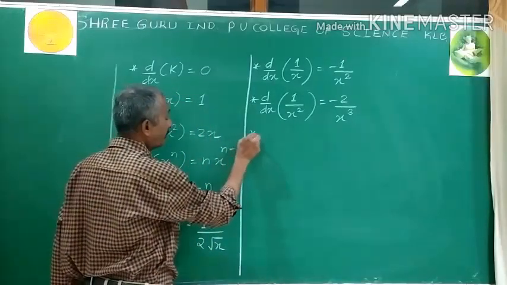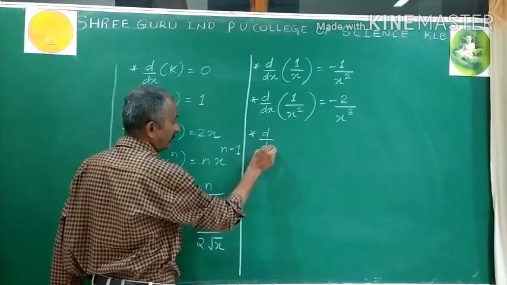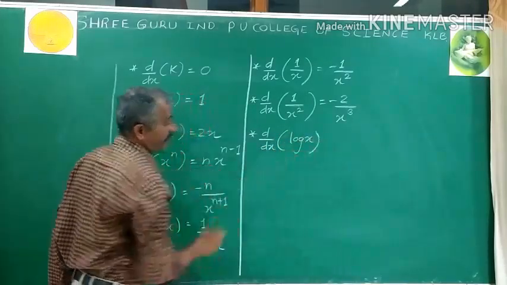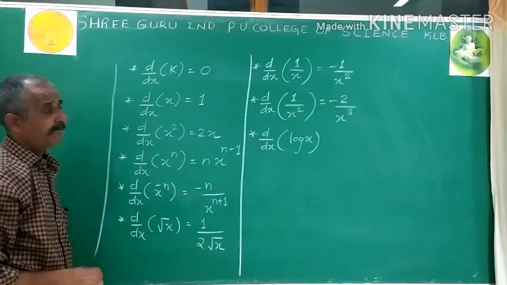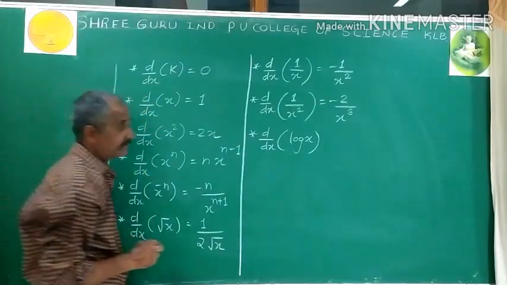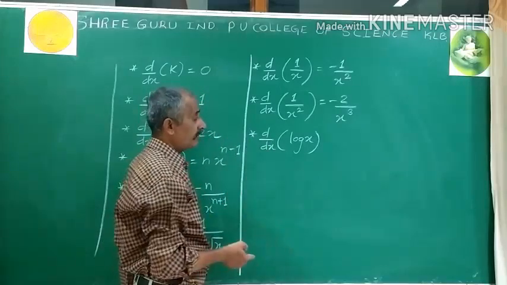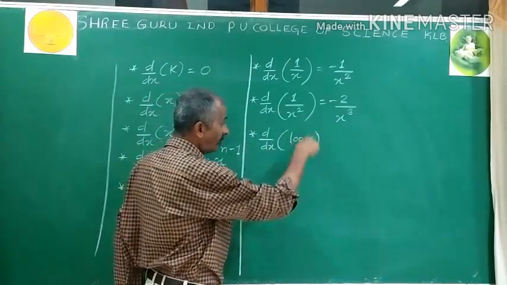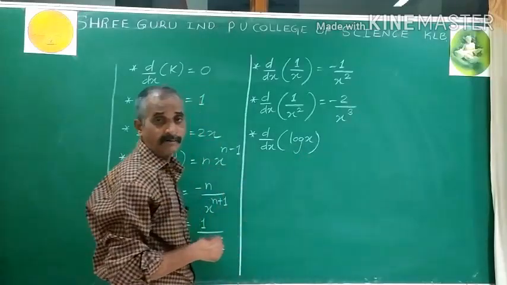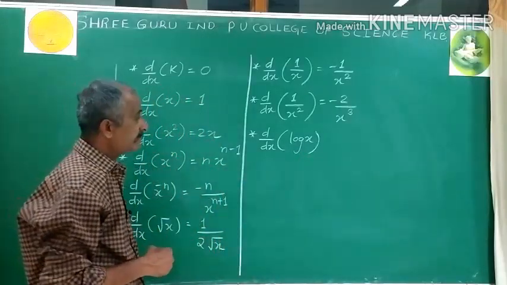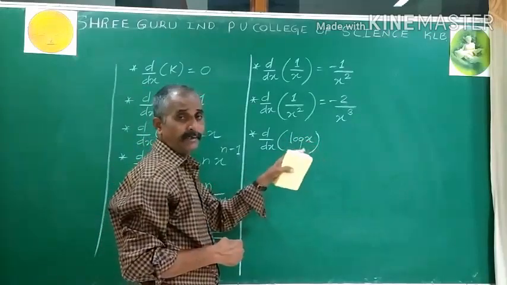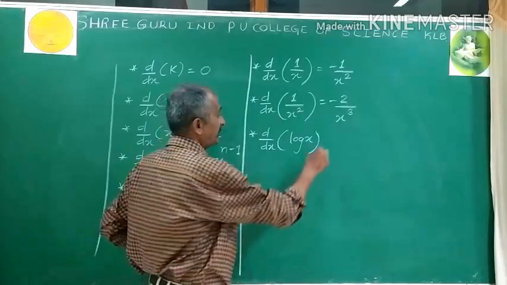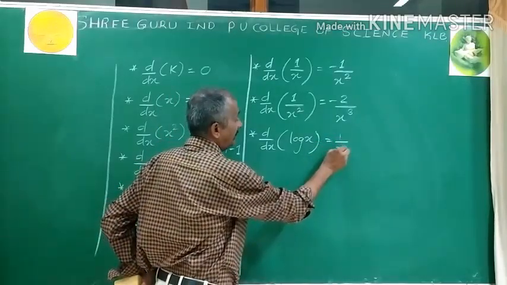Next, the differentiation of log x to the base e. As we saw yesterday in logarithms, when no base is written, it is always base e. So the derivative of log x. One more thing, we should actually write log of mod of x. This is understood because logs of negative numbers are not defined. Even though the modulus is not written, you must keep it in mind. It is actually log of mod of x. So the answer is 1 divided by x.